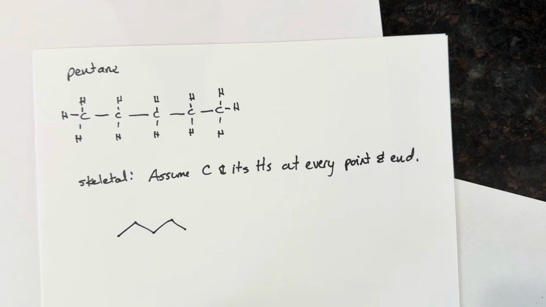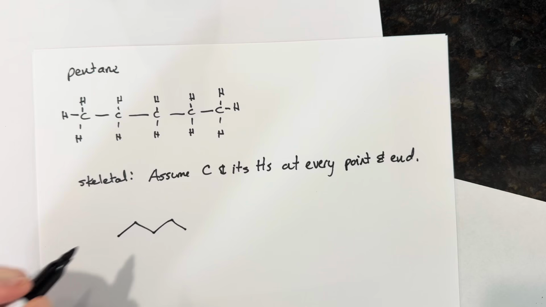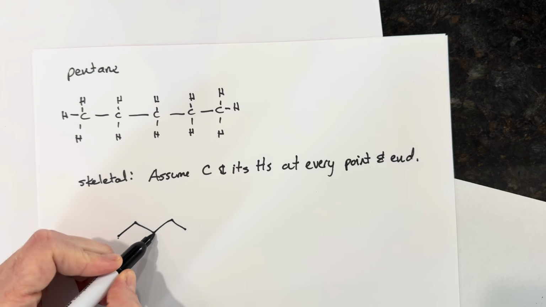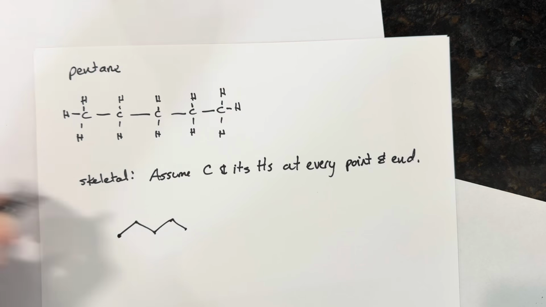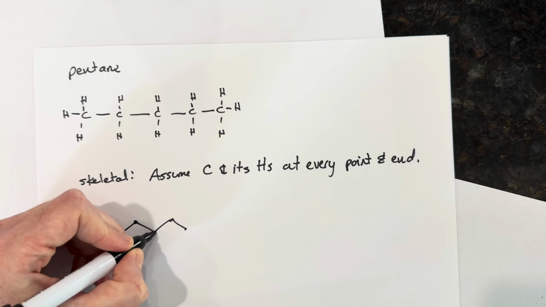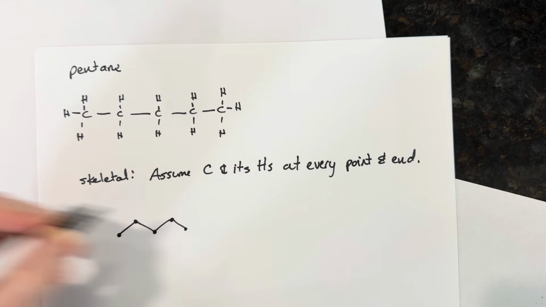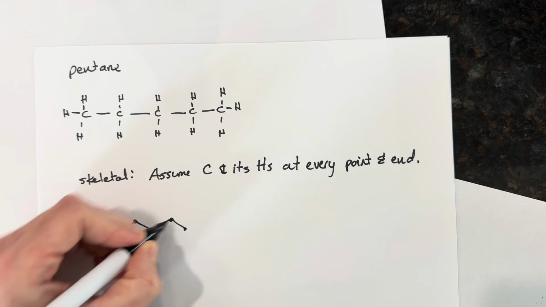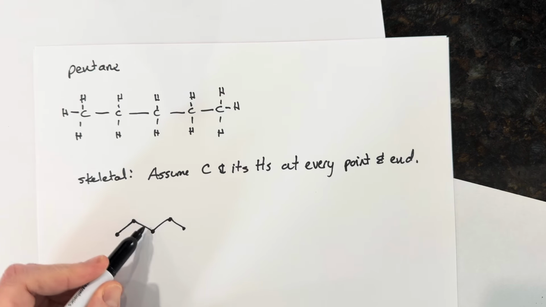Okay. Believe it or not, what I just drew here is pentane. Let's talk about how. At every point and end, there's a carbon and its associated number of hydrogens. So there's 1 right here, there's 1 here, there's 1 here, here, and here. So 1, 2, 3, 4, 5. The lines between them represent the bonds. So all of these are single bonded, carbon to carbon, single bond, single, single, single.